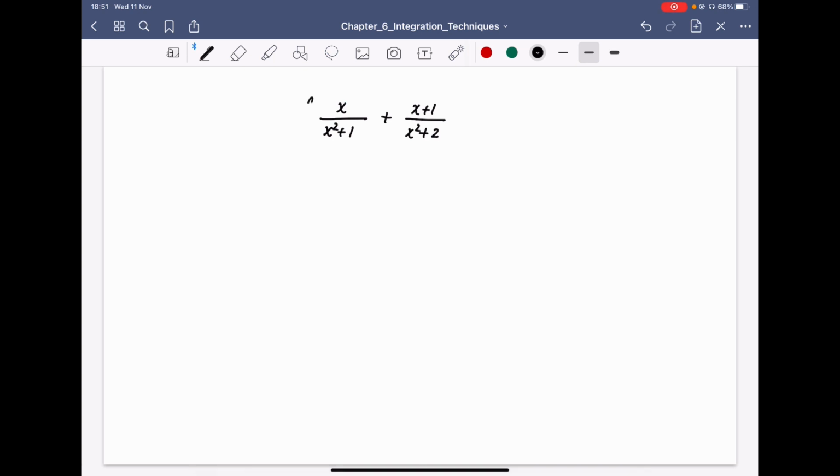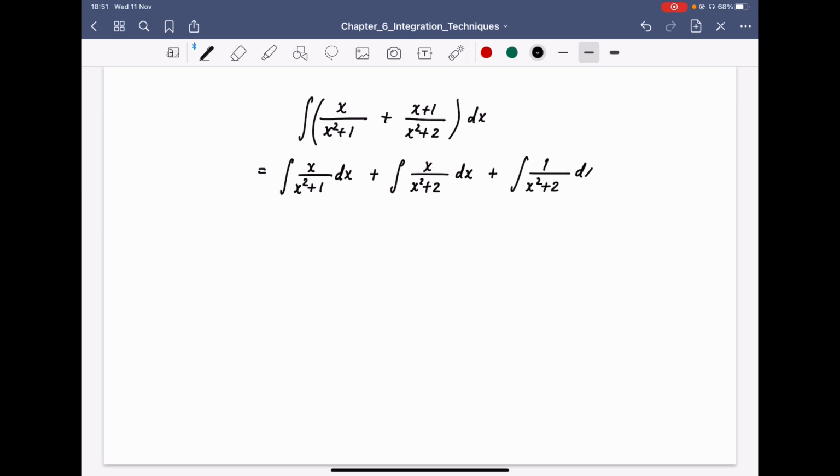All right, so we need to integrate that. On the first term, this is easy, it's going to be x over x squared plus 1 dx. This is pretty simple. On the second term, you have x plus 1 on the top, and x squared plus 2 on the denominator. My suggestion is you should split it into x over x squared plus 2, because this term you can use substitution. The next term you have 1 over x squared plus 2. This is the term that you can do the arctan thing.